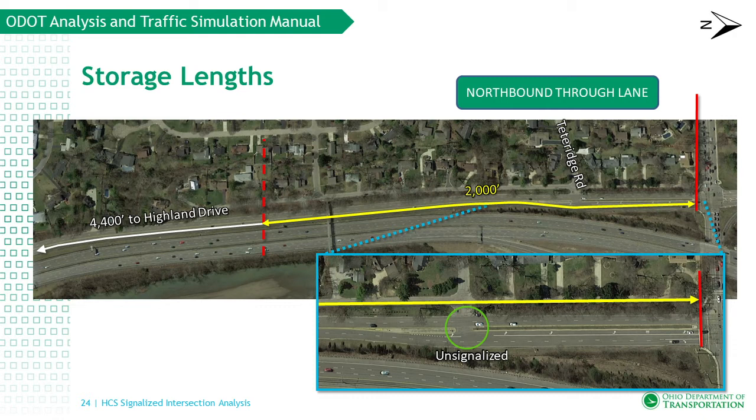Given the long distance to the signal at Highland Drive, a storage length of 2,000 feet was arbitrarily entered for the northbound through movement. Ultimately, this location has sufficient storage. Operations for this approach will be based on LOS and delay rather than queue lengths.